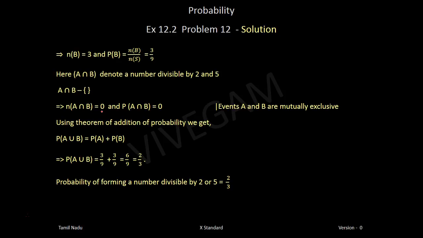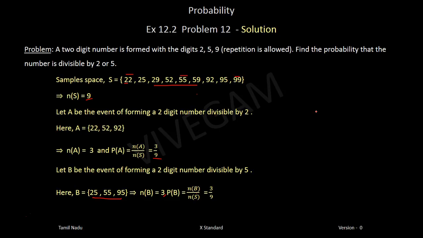So n of A intersection B is 0, and P of A intersection B is n of A intersection B divided by n of S, which is 0 divided by n of S. 0 by anything is 0. So the probability of A intersection B is 0. Whenever the probability of A intersection B is 0, the events are mutually exclusive. That is, in this set of numbers, there is not a single number which is divisible by both 2 and 5. That's what it means.